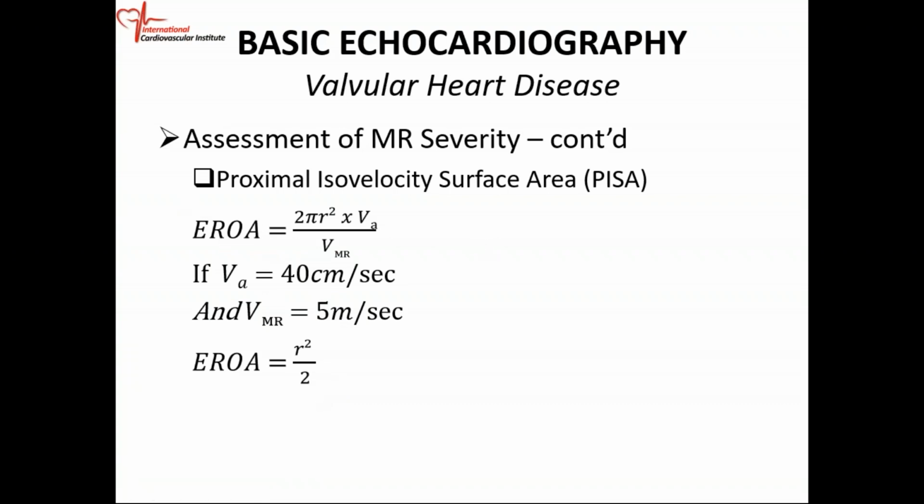On the hemispheric flow convergence, you will see R. And to get the EROA, you just square R and divide it by 2.